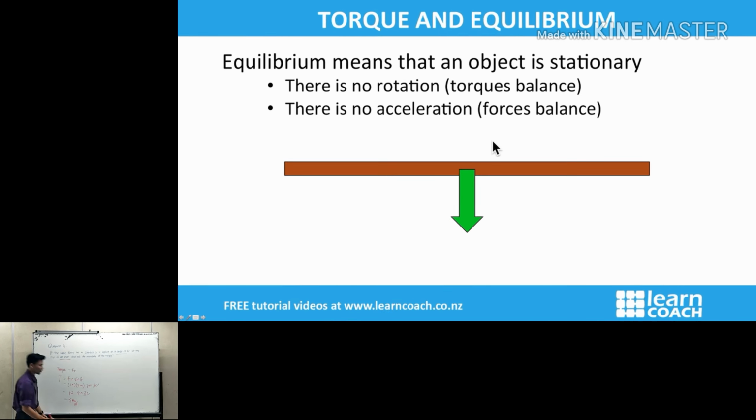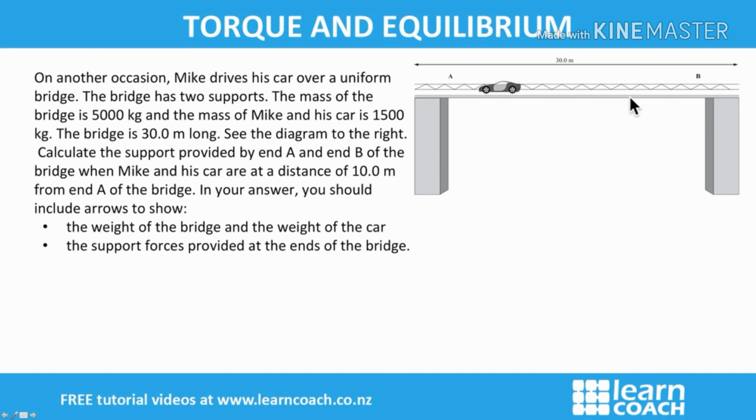So let's look at one of these problems now. In this occasion, Mike is driving his car over a uniform bridge. Now this bridge has two supports, support A on the left hand side and support B on the right hand side. Now the bridge has a mass of 5,000 kilograms and Mike's car has a mass of 1,500 kilograms. Now the bridge is 30 meters long. Now we need to calculate the support provided by end A and by end B of the bridge when Mike and his car are at a distance of 10 meters away from point A.